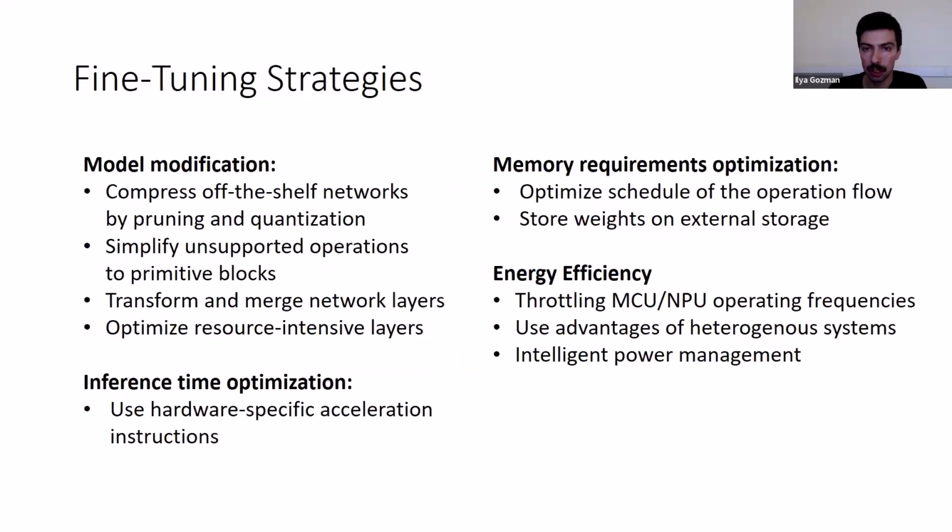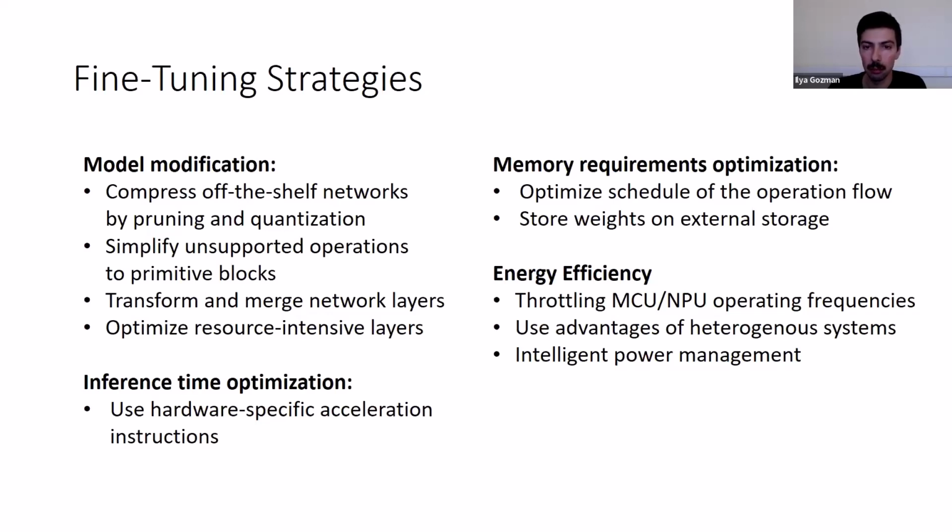When working with pre-built models, various modifications can be applied to enhance performance and adaptability. One such potential modification is network compression, which can be performed through pruning and quantization processes, which reduces the model's complexity and size. Another potential modification is simplifying unsupported operations to basic primitive blocks, allowing for broad application compatibility and usage. Network layers can also be modified by transforming and merging them to streamline the model structure and optimize the resource-intensive layers. This can help in enhancing the model's efficiency.